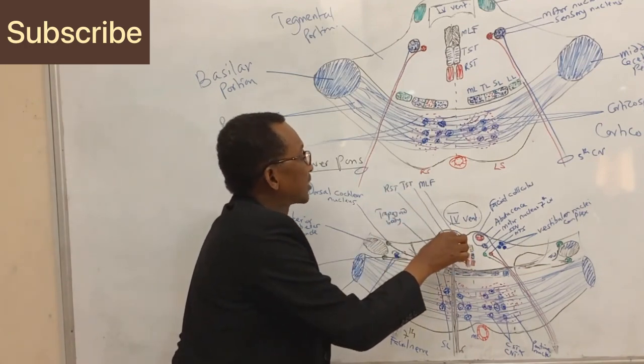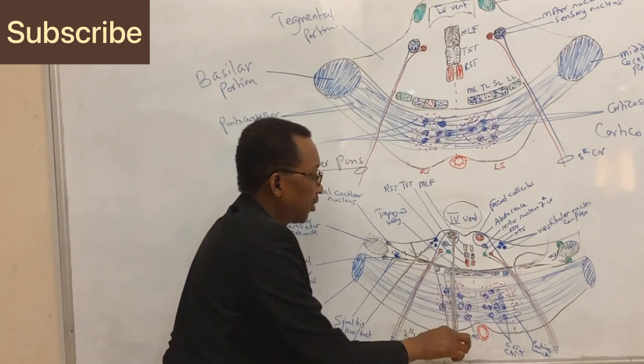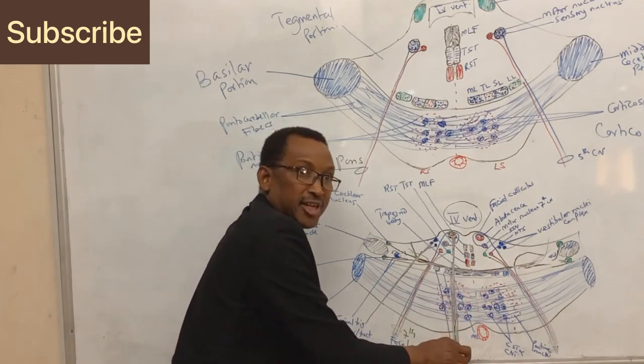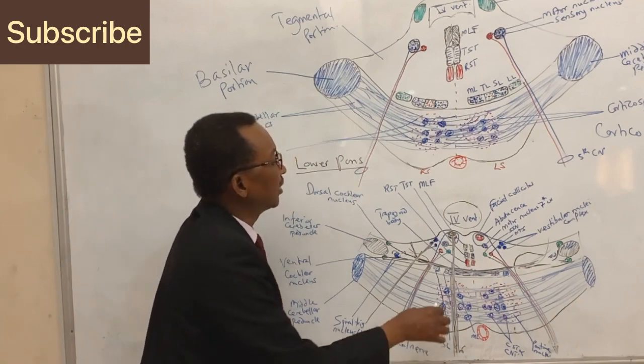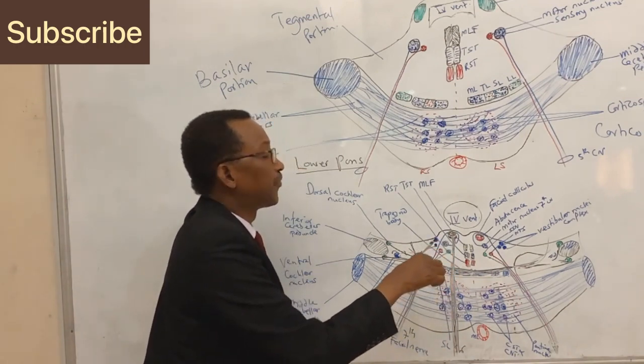So the fibers, the axons, they pass forward at the pontomedullary junction, and then the nerve exits like that. It goes into the eye. Then followed by the facial nerve.